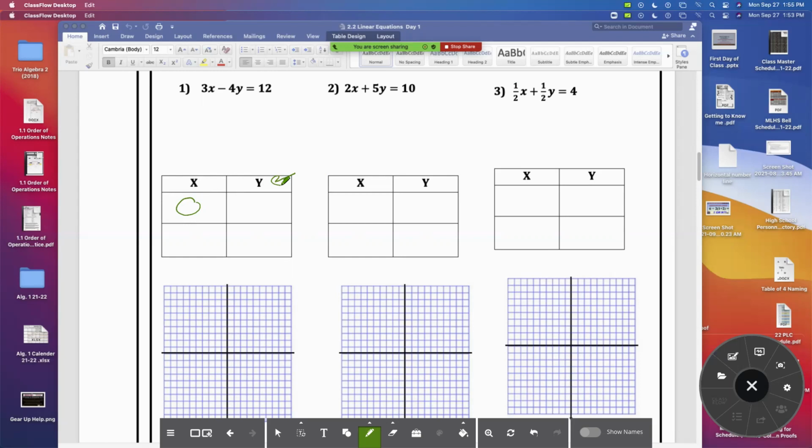This is 3 times x minus 4y is equal to 12. 3 times whatever x is, which is 0, minus 4y is equal to 12. Now, trying to solve that equation, what's anything times 0? 0. So what are we left with? Negative 4y is equal to 12. And what would I have to do to solve for that y? Divide by negative 4. So you'll notice that quite easily, these are really easy to solve.